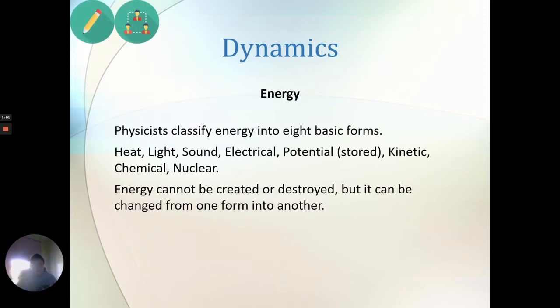So the first thing is that we have our 8 basic forms of energy. We've got heat, light, sound, electrical, potential, kinetic, chemical, and nuclear. Now potential's there with a wee bracket around it saying it's stored energy. That's quite useful because there are different types of potential energy.